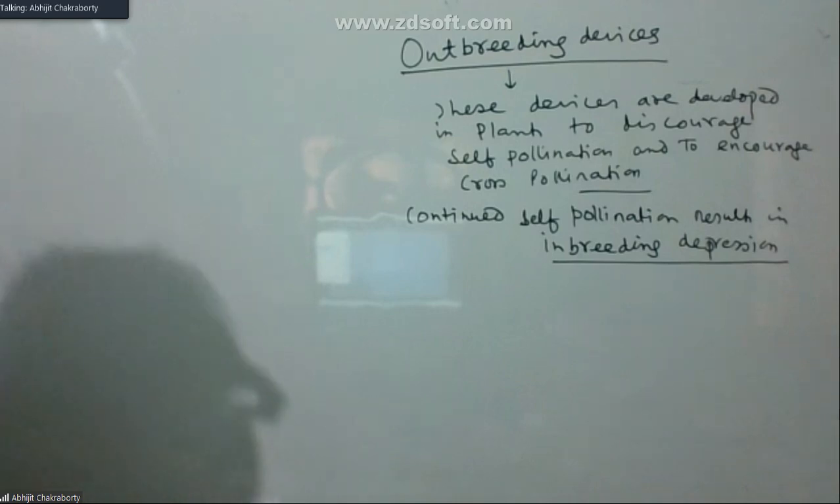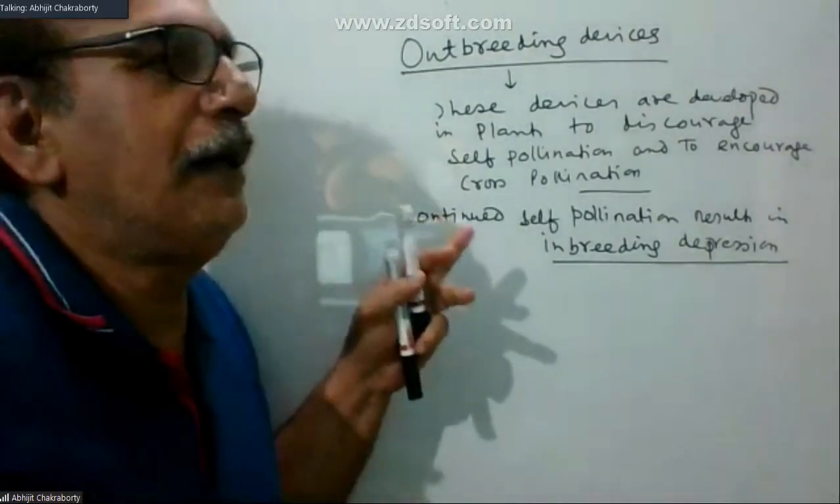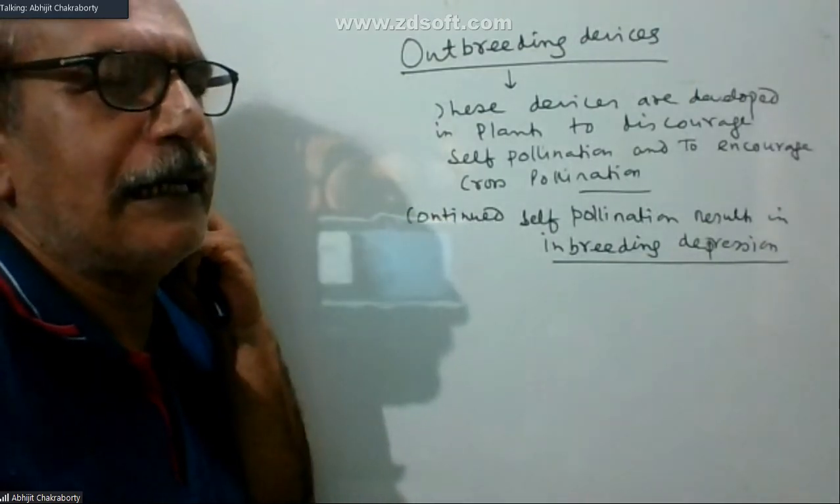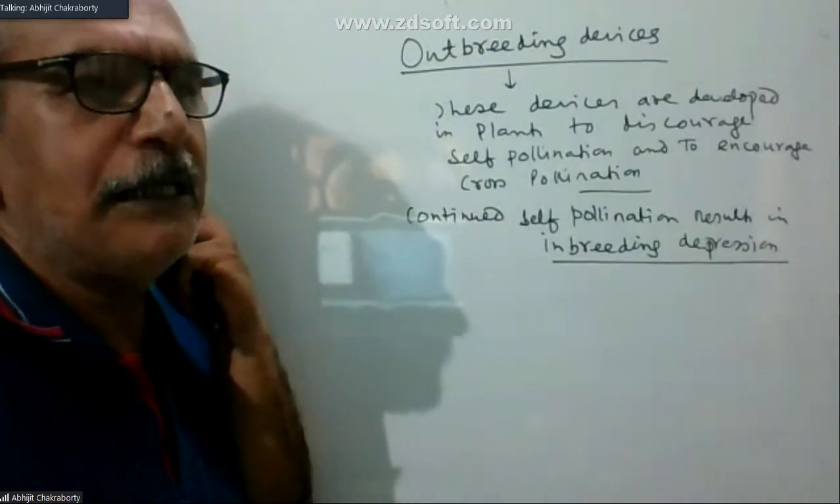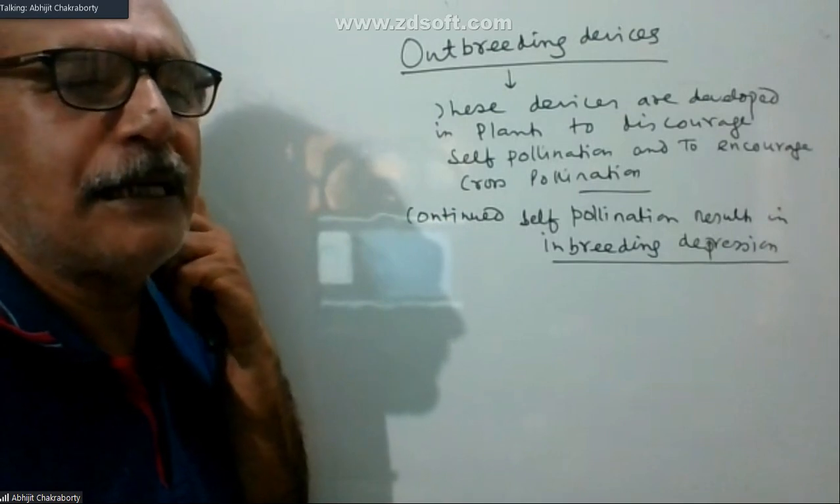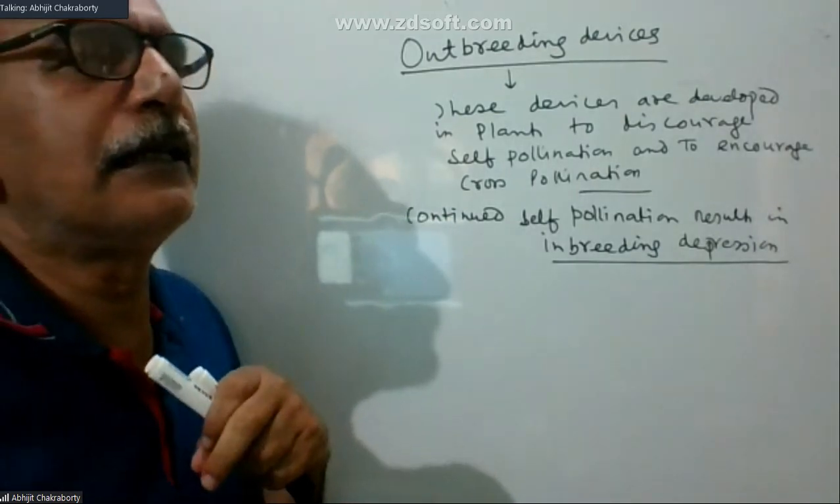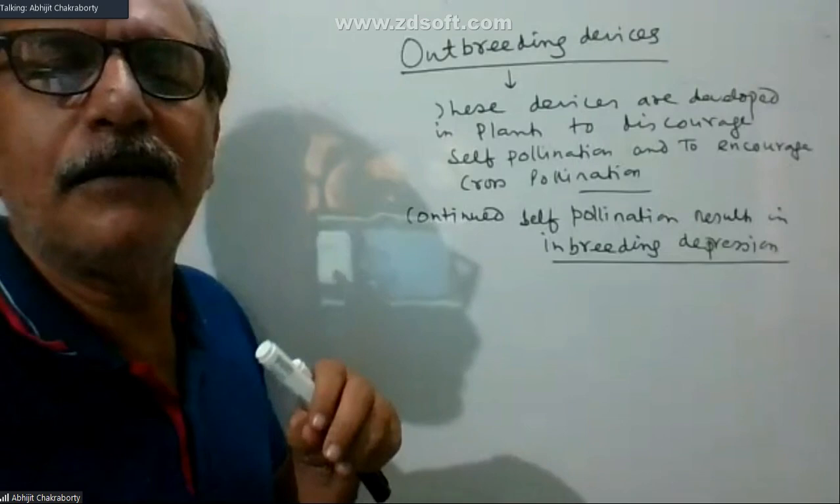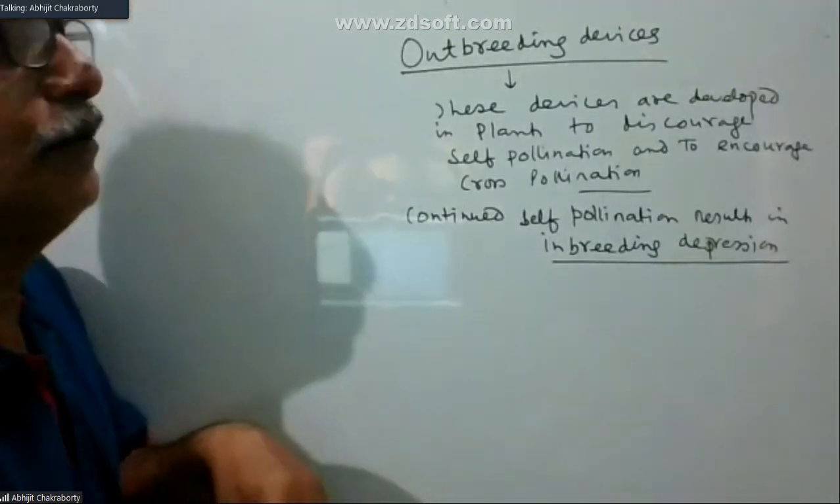Yes, I am coming to this. I am coming to every device. Actually, all these devices are to encourage cross-pollination but to discourage self-pollination. Because if self-pollination is discouraged, then the chance of inbreeding depression is not there. Okay. Now I am discussing one by one.